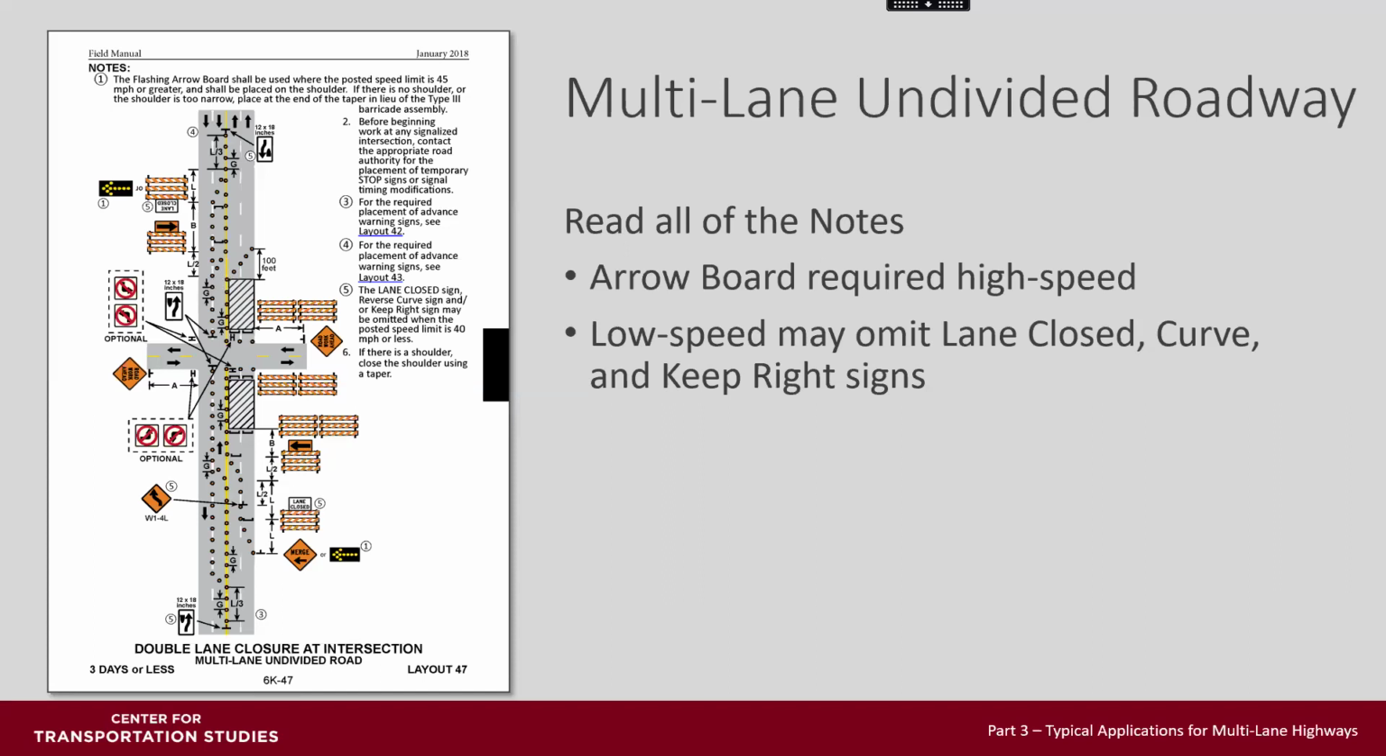This layout shows where the lane close type 3, where there's a L the taper length, where to use a large arrow type 3 in the lane shift. Very complicated layout, takes a lot of study. If under 40 miles an hour, the lane close and curve signs and the keep right may be omitted.